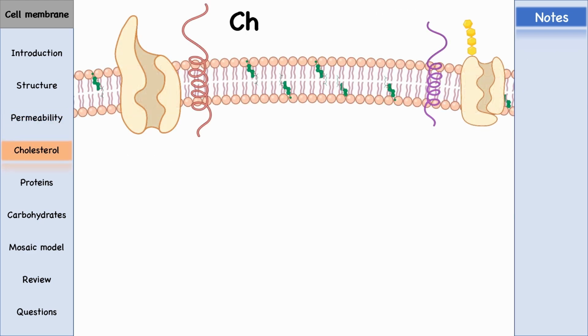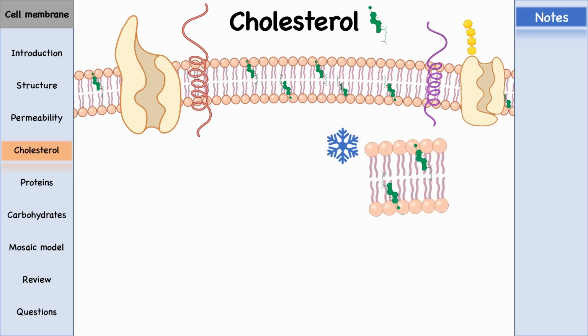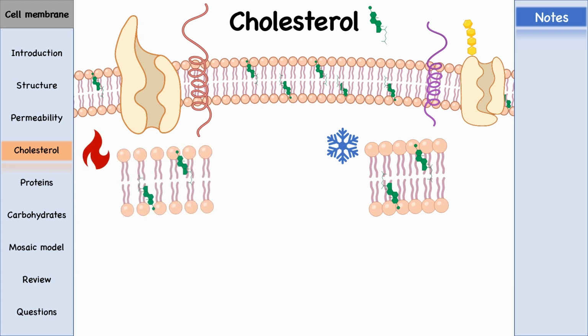Additionally, the membrane contains cholesterol, which takes a function in controlling fluidity. So, in normal conditions, if the membrane is exposed to low temperature, the membrane lipids will automatically come closer to each other. And if it is exposed to high temperature, lipids will move away from each other.